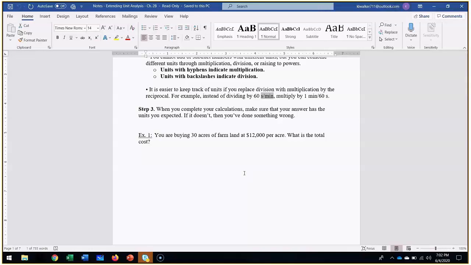Okay. You're buying 30 acres of farmland at $12,000 per acre. So what is the total cost? So I'm going to start off slow here, even though I know you all can do this. You're buying 30 acres. It costs $12,000 per acre. That needs division. And then what is the total cost? Okay, let's go to the whiteboard and set this up.